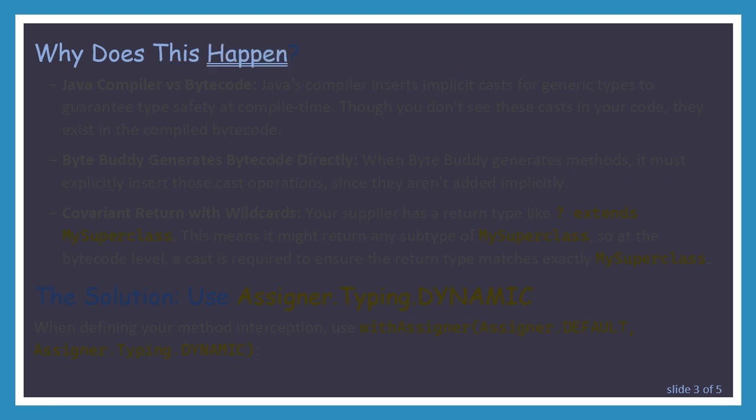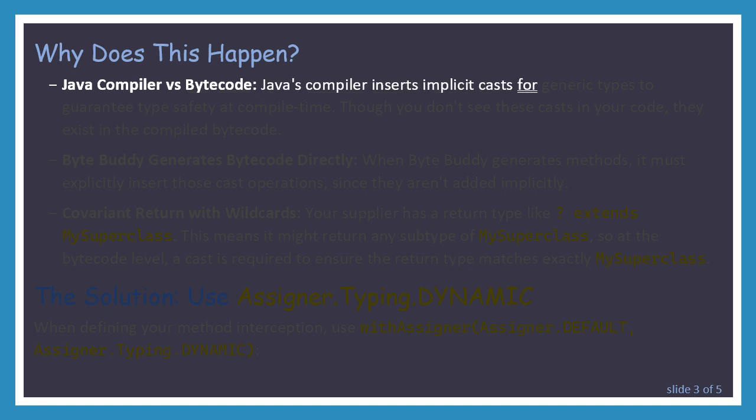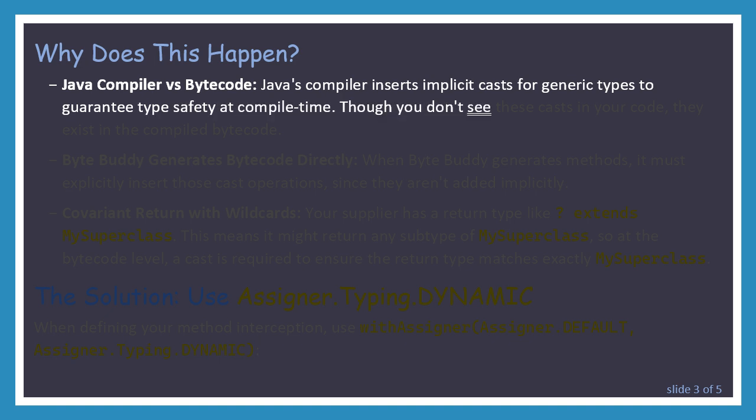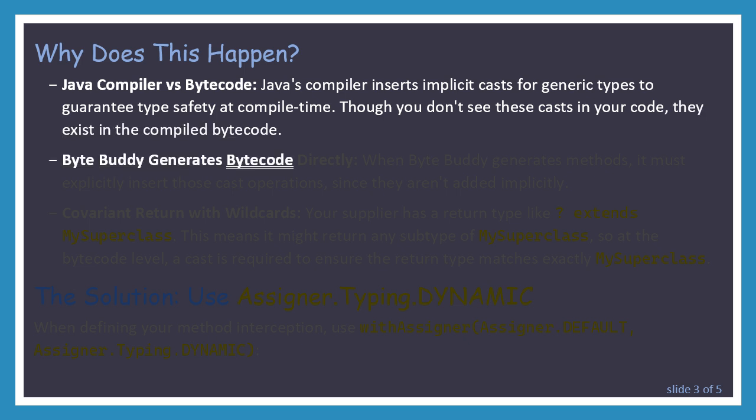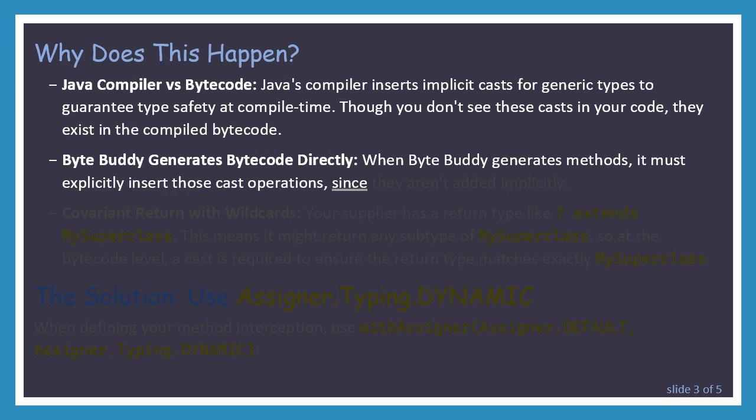Why does this happen? Java compiler versus bytecode. Java's compiler inserts implicit casts for generic types to guarantee type safety at compile time. Though you don't see these casts in your code, they exist in the compiled bytecode. Byte Buddy generates bytecode directly. When Byte Buddy generates methods, it must explicitly insert those cast operations, since they aren't added implicitly.